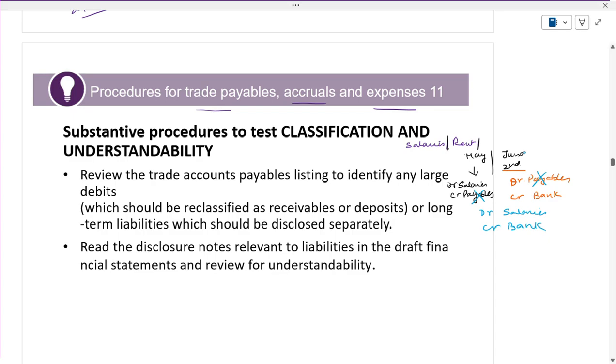Now when you are doing the audit, you will see whether it has been classified in the correct month, whether the amount is right, whether the classification is right, and whether the debits and credits are right. We will see all these things accordingly.